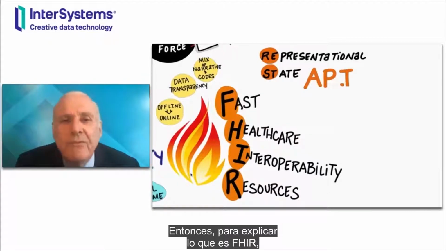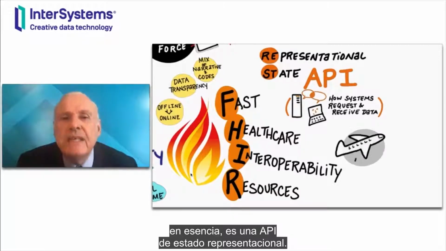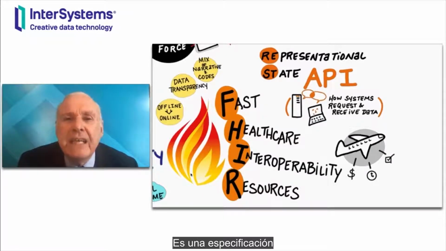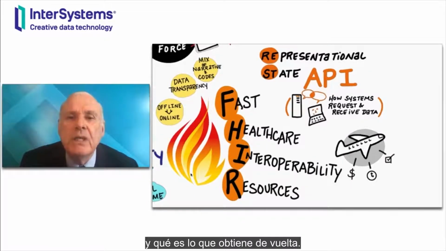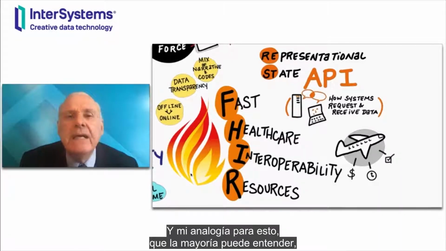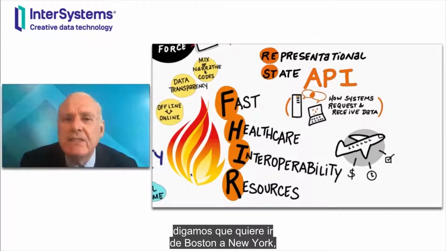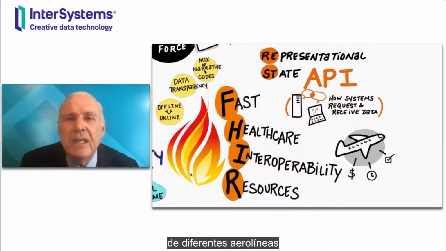So to explain what FHIR is, it is in its essence a representational state API. It is a specification for how one system asks another system for data and what it gets back in return. And my analogy for this that most can understand is travel websites. If you go to your favorite travel website and say you want to go from Boston to New York on November 15th, you quickly see a list of flights from different airlines.